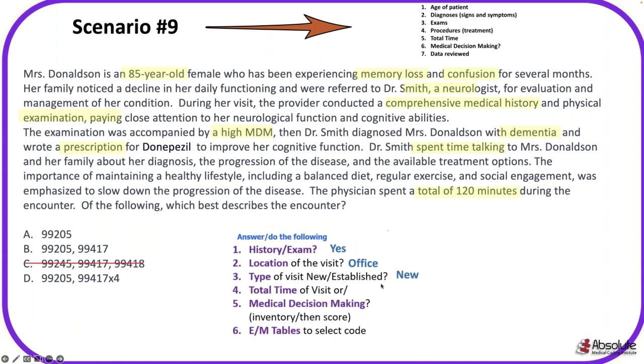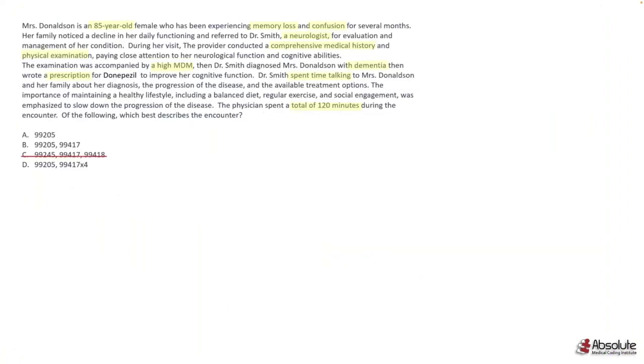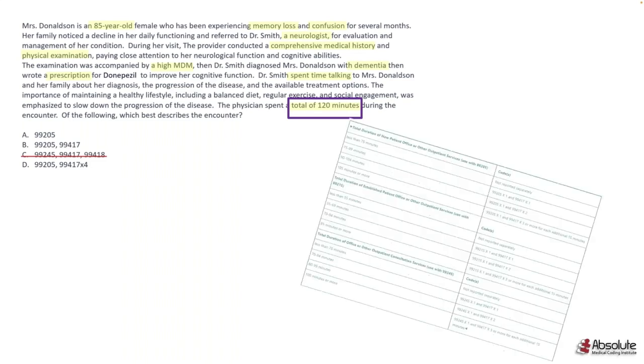Now, this is a new visit because the family recommended the patient to Dr. Smith. That means the patient has never seen Dr. Smith before, and the total time is 120 minutes. All right, so I think we got enough. Yeah, so let's try it. We're going to go and get the chart. We have 120 minutes. And remember, this is an office visit, so we can use the office visit chart.